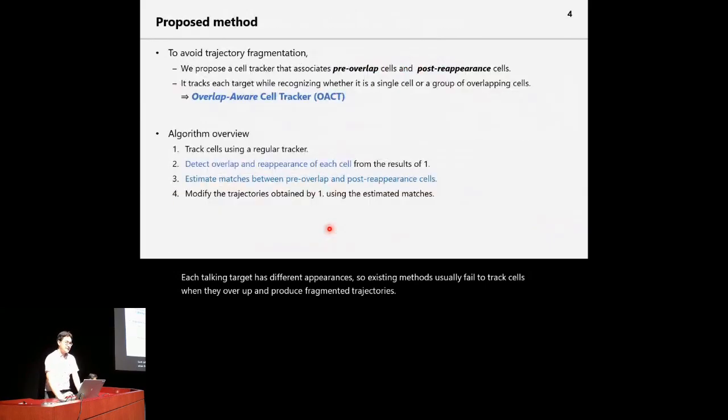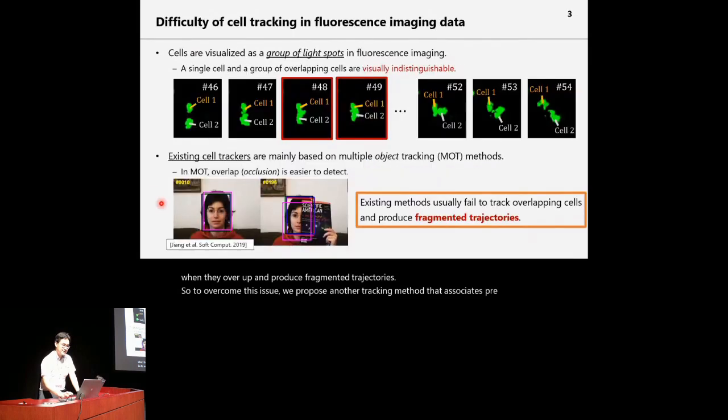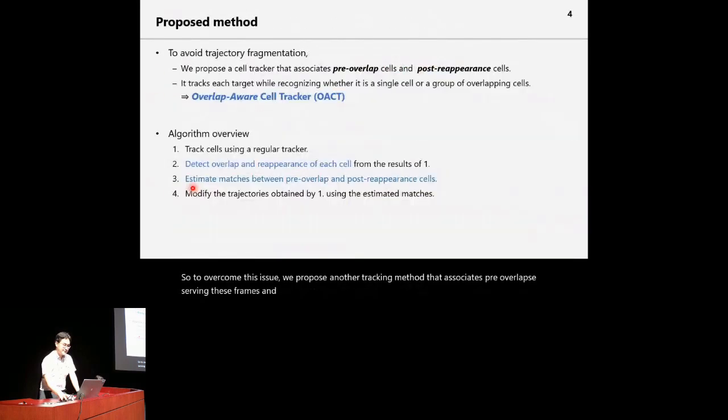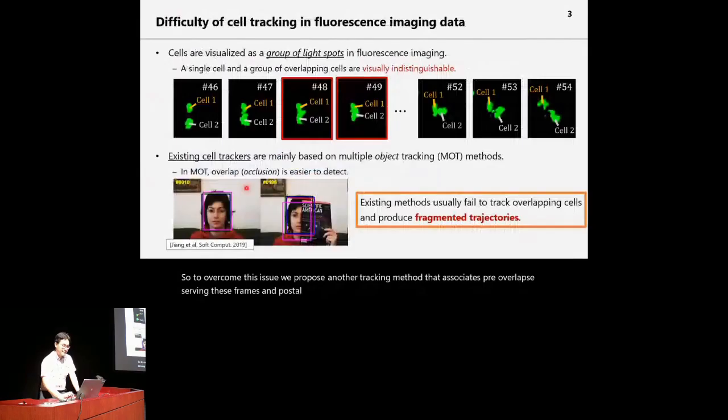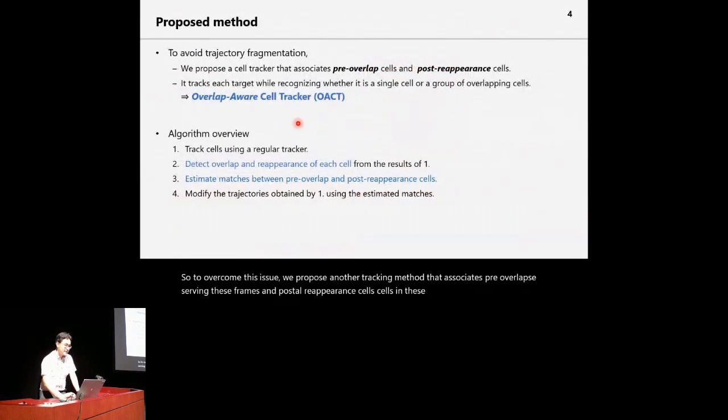To overcome this issue, we propose a novel cell tracking method that associates pre-overlap cells in these frames and post-reappearance cells in these frames. So it tracks each target while recognizing whether it is a single cell or multiple overlapping cells. We name our method Overlap Aware Cell Tracker, OACT. Let me explain each step of our algorithm.